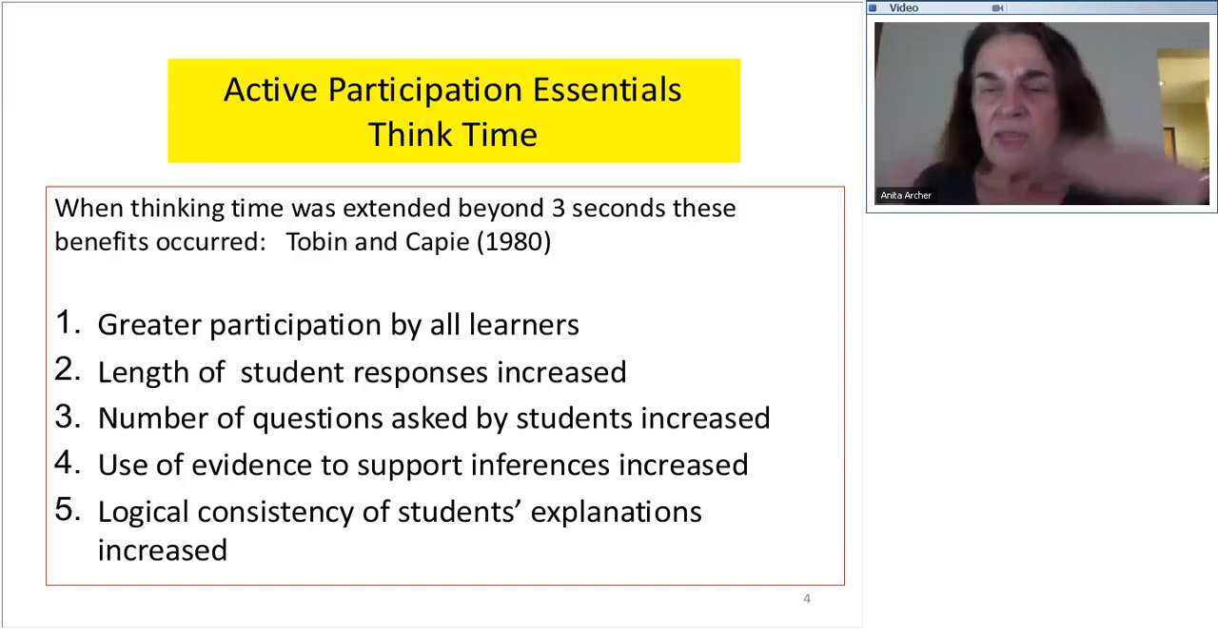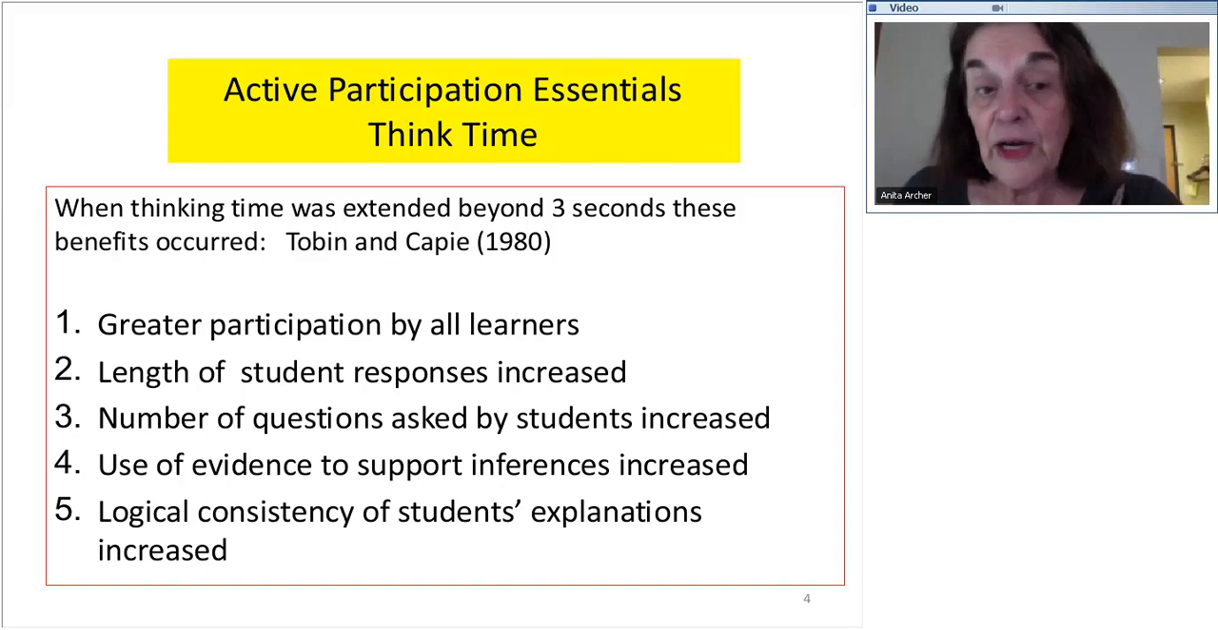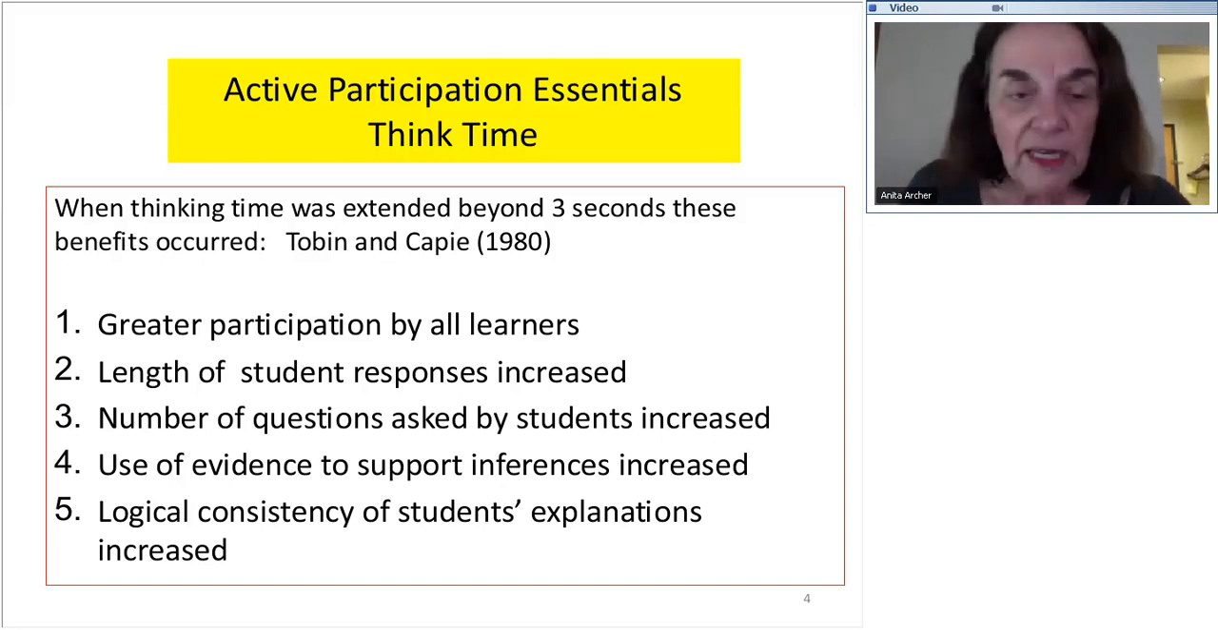So in the story, it said this. In the textbook, it said this. So they added more evidence, and their answers were more logical. Now, those are really major goals for all of us.